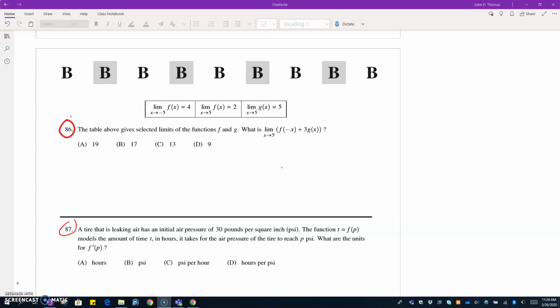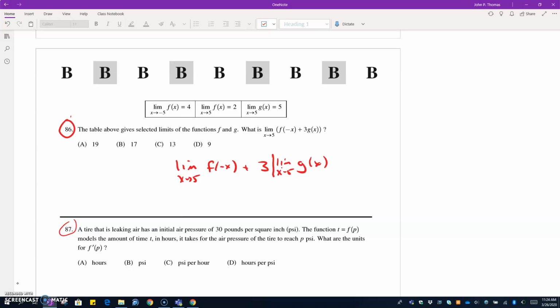All right, so Audrey, I'm going to give you the answers to the questions that you sent me in the email. On 86, first thing we're going to do is rewrite this and separate it out into two separate limits. On the second piece of it, I am going to factor the 3 out of the limit and bring that out to the front.